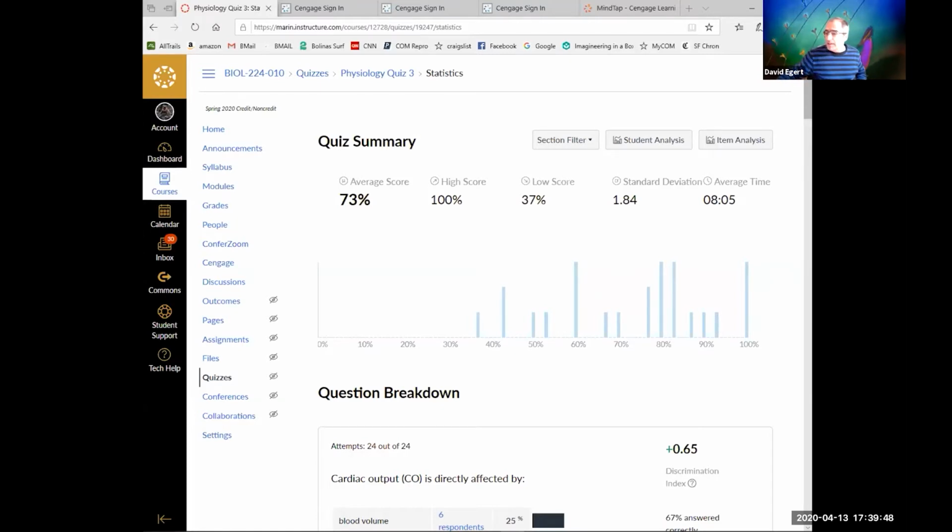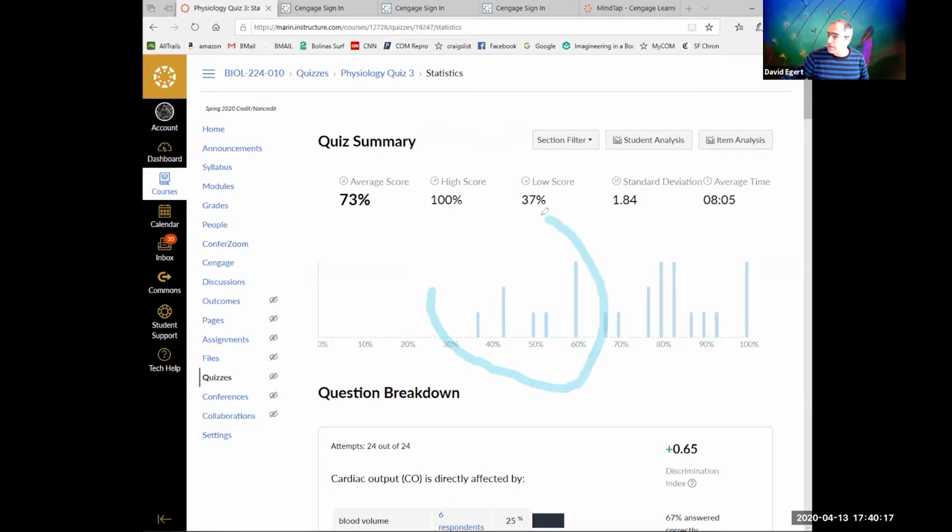So here are the quiz statistics. The high score was 100%. The low score was 37%. And here you can see people are up here, a bunch of people here. Although quite a few, if you're down in the region where you are, let me get back to this draw.